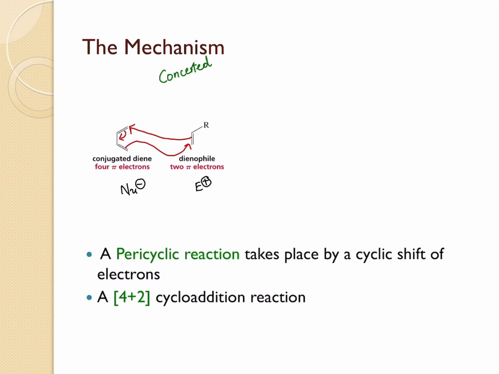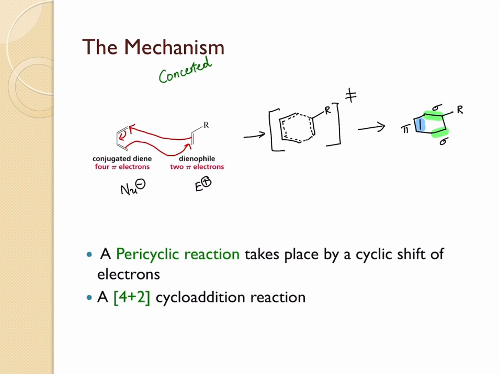Let's draw the cyclic transition state that will be obtained. Here is the cyclic transition state, and from here it will form the product, which is the substituted cyclohexene. Now in the product we can see that there are two new sigma bonds that are created and one new pi bond that is created. So these two are sigma bonds and this one right here is a pi bond.